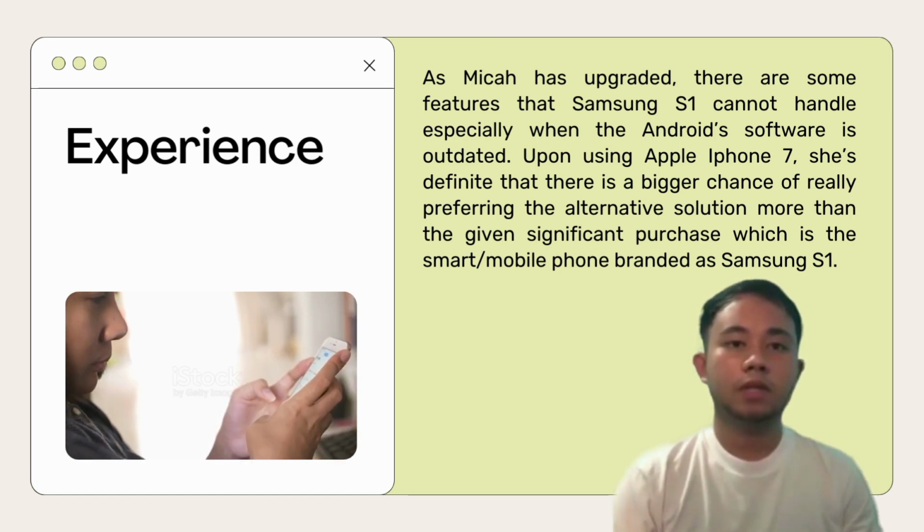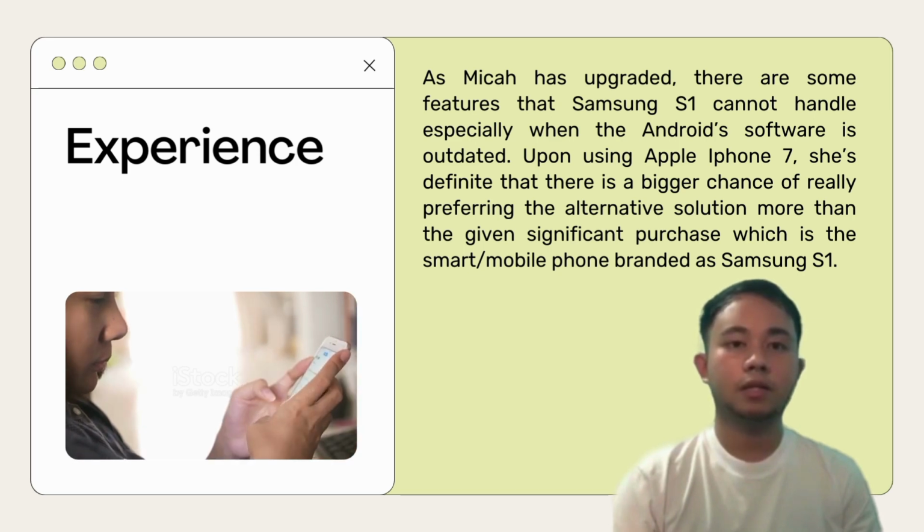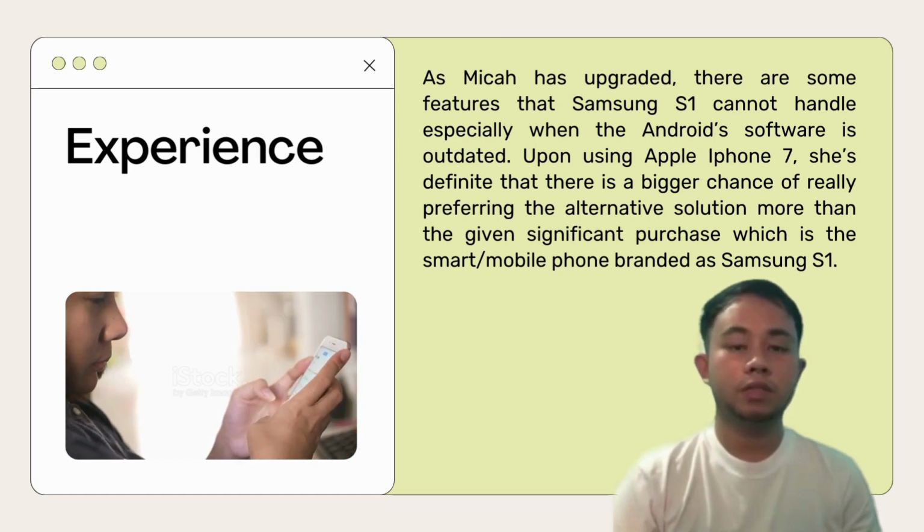Samsung's performance as a mobile phone, at first it was great, but initially there are some bugs being experienced. As Micah has upgraded, there are some features that Samsung S1 cannot handle, especially when the Android software is outdated. Upon using Apple iPhone 7, she's definite that there is a bigger chance of really preferring the alternative solution more than the given significant purchase, which is the smart or mobile phone branded as Samsung S1.